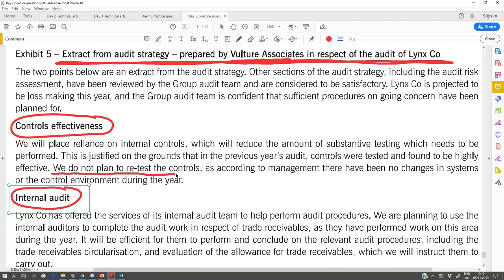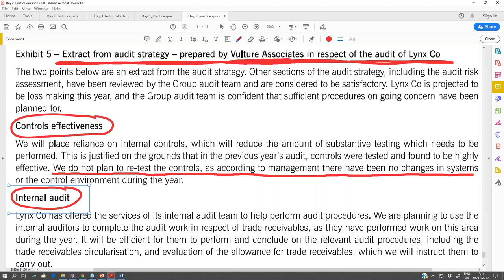We do not plan to retest controls as according to the management, there have been no changes in the system during the year. Can we just trust management? Whatever the management is saying, do we just rely on it? Should we check ourselves whether there have been any changes or no changes, or should we just rely on the management?